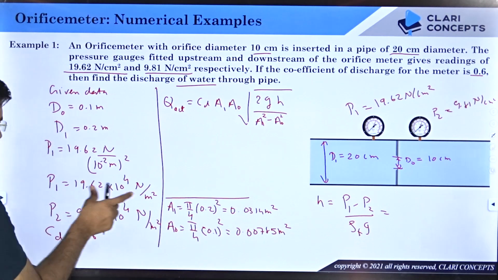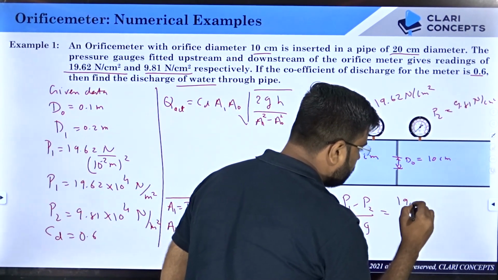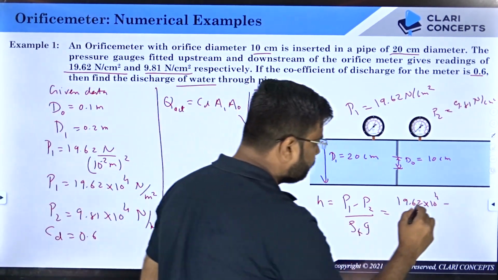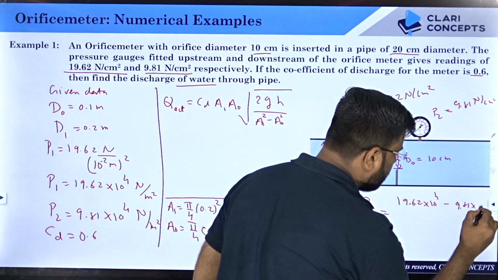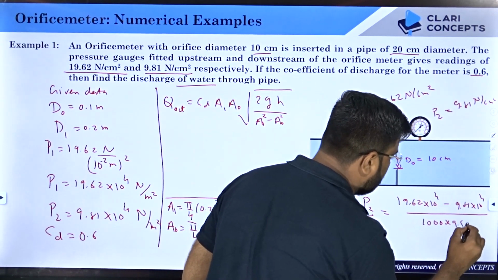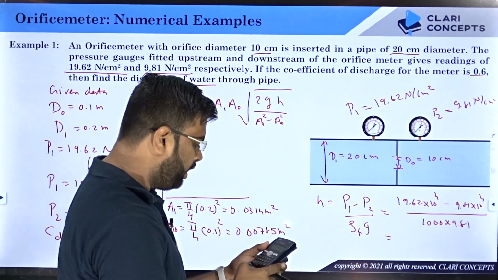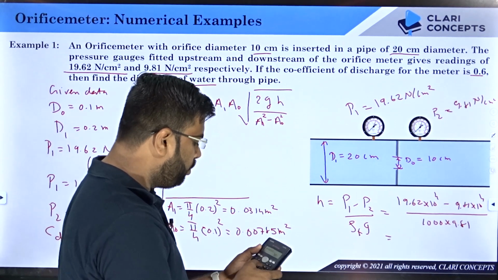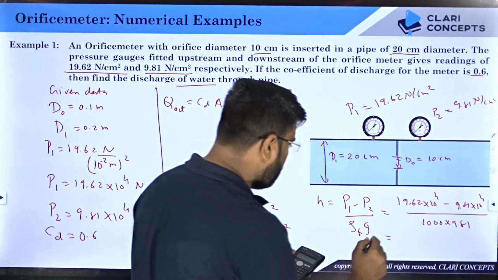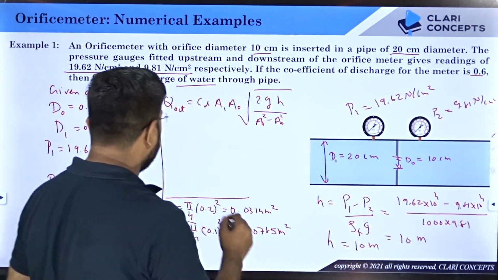What is P1? P1 is this value in Newton per meter square: 19.62 into 10 raised to 4, minus P2, which is 9.81 into 10 raised to 4, divided by the water density, 1000, into g, 9.81. Find out the answer: 19.62 minus 9.81, into 10 to power 4, divided by 1000, divided by 9.81. This will give you around 10 meters. So H is 10 meters. Did you get all these values?